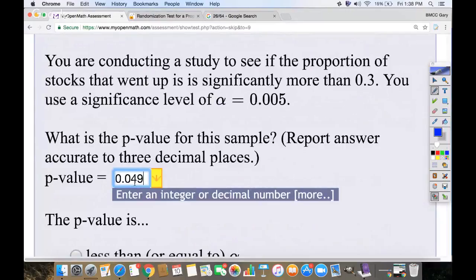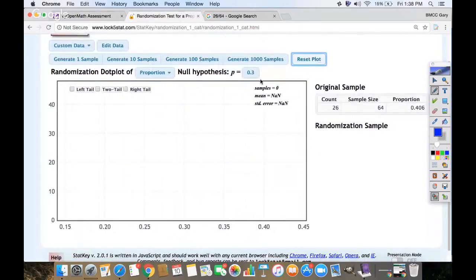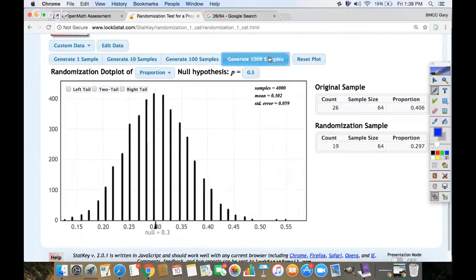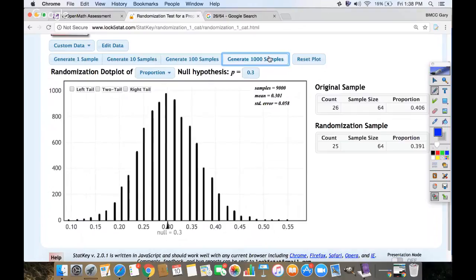And every time you run this, it'll be a little different. So I'm just going to run it again, see what I get the next time, just for fun. So I'm just going to reset it. I have my 30% here, 26 out of 64, or about 40% there. And then I just run 1,000 and more samples. So I did 7,000 last time. Let's take it up to 9,000 this time.